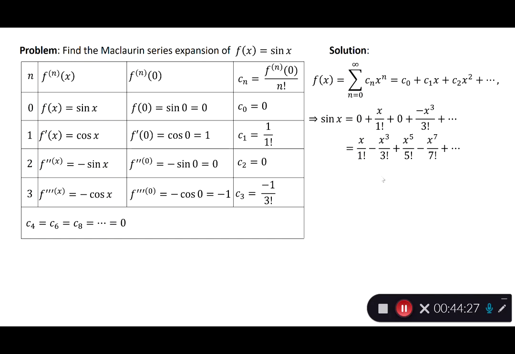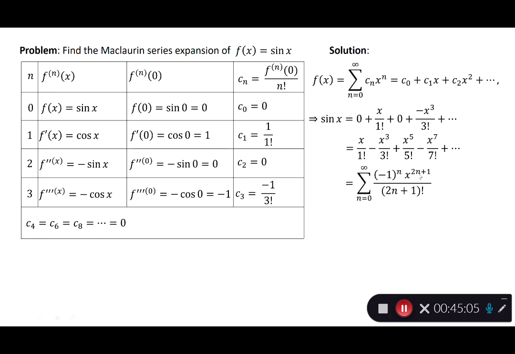Right? And that means if you write this in sigma notation, we can write this as... Notice only there are odd powers of x in this one. How do you get odd powers of x? 2n plus 1 will do the trick for you. Let's examine. When n is 0, what is 2n plus 1? 2 times 0 plus 1 is just 1. So we got the odd number 1.